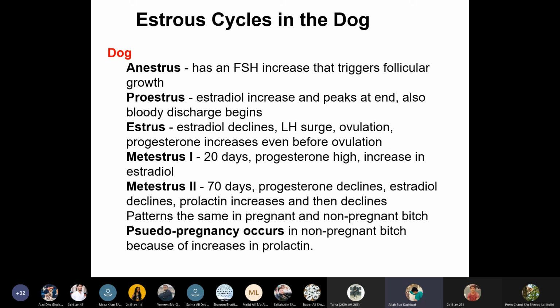Whereas in metestrus 2, it will take 70 days, and progesterone declines and estrogen declines, prolactin increases and then declines. The patterns are the same in the pregnant and non-pregnant bitches. Pseudo pregnancy occurs in non-pregnant bitches because of an increase in the prolactin.